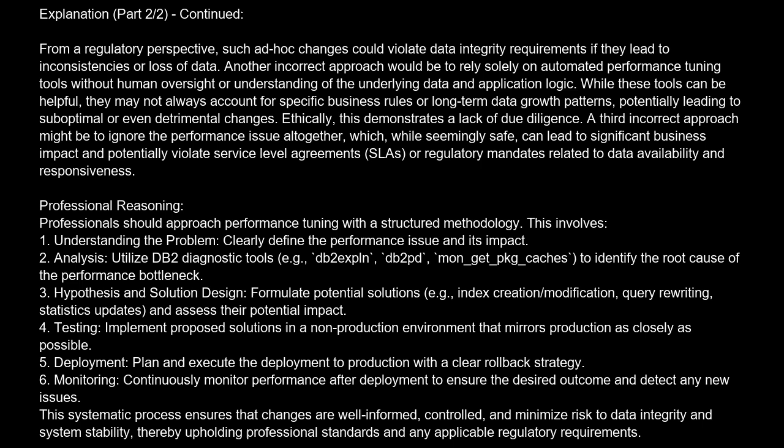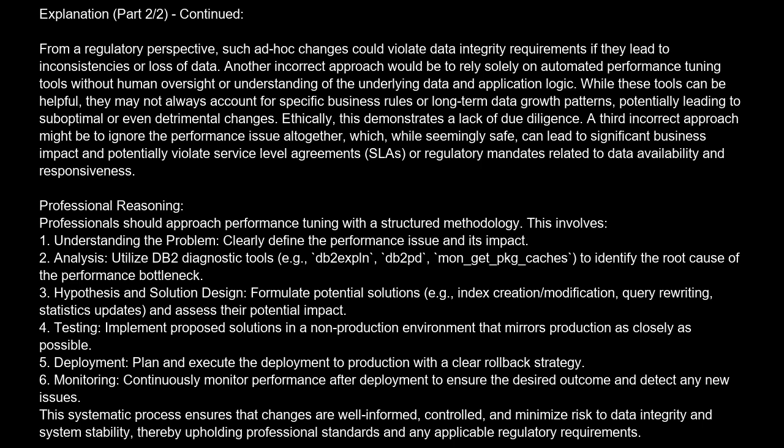While these tools can be helpful, they may not always account for specific business rules or long-term data growth patterns, potentially leading to suboptimal or even detrimental changes. Ethically, this demonstrates a lack of due diligence. A third incorrect approach might be to ignore the performance issue altogether, which, while seemingly safe, can lead to significant business impact and potentially violate service-level agreements, SLAs, or regulatory mandates related to data availability and responsiveness.